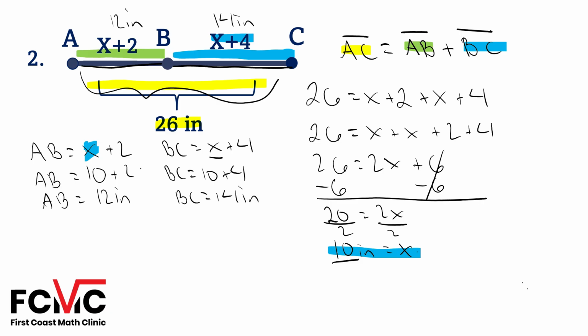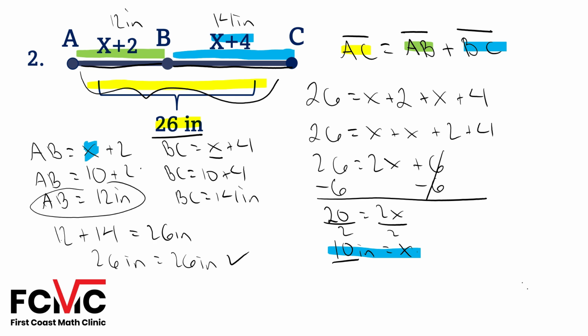And again, if we want to check this, we know that the sum of AB, 12, and BC, 14, has to equal the whole segment, AC, which is 26 inches, and 12 plus 14 is 26, so we get 26 inches equals 26 inches, and our answer checks. So we know our length for AB, BC, and our value for X. All right, let's go on to example number 3.